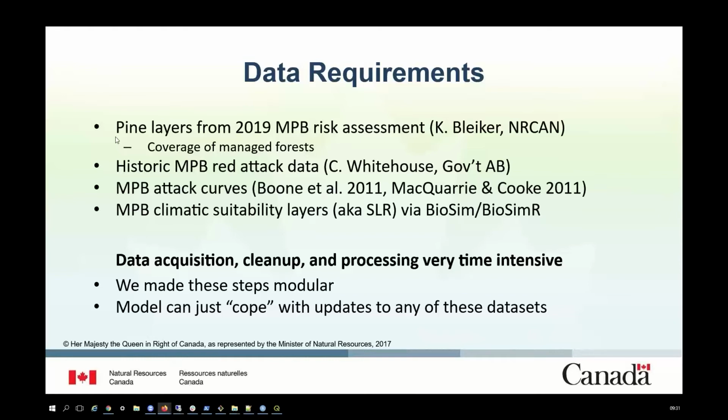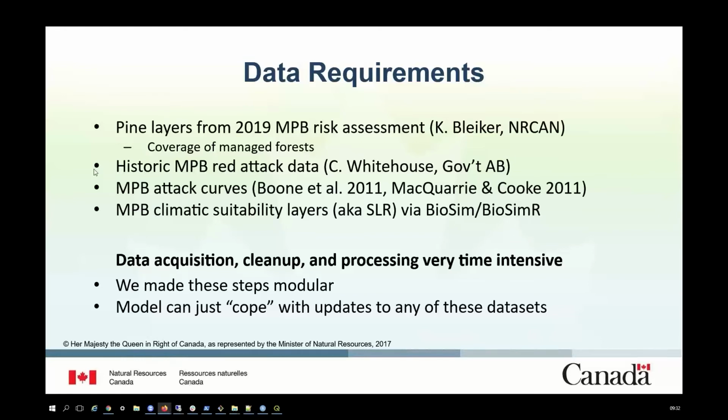Of course, no model is any good unless you've got good data coming into it. So we used a variety of different data sources as inputs into the model. We were able to get pine layers from Kathy Blaker at PFC in Victoria, which were the same ones that she had used for the 2019 MPB risk assessments, the most recent risk assessment that came out. She provided us those layers, which included jack pine and lodgepole pine, and those have pretty good coverage of the managed forests in both of these provinces. They're not complete, so they don't have a complete picture of all of the forested areas, but they give us a pretty good representation of what's on the landscape.